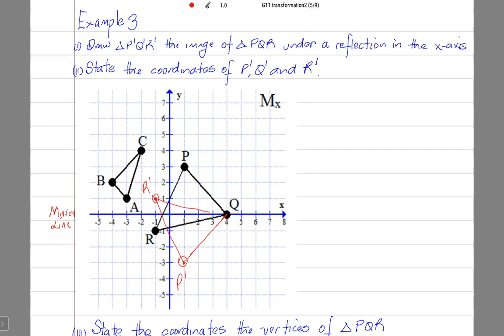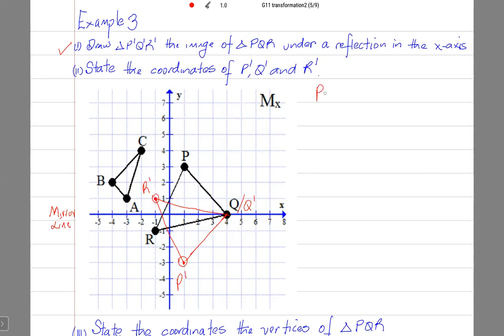All right, so we have done the first part of the question. The first part of the question is asking us to draw triangle P prime, Q, R prime, the image of triangle PQR. So this point is both Q and Q prime, the image of triangle PQR under a reflection in the x-axis. Next, we're asked to state the coordinates of P prime, Q prime, and R prime. So let's do that.